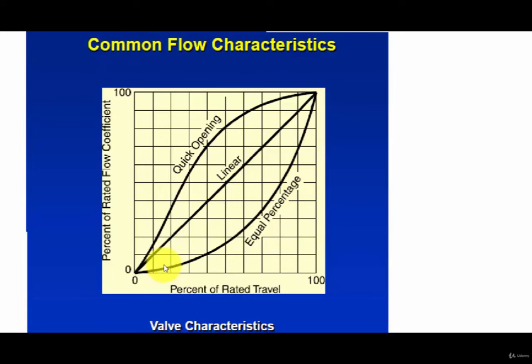Like this, the gain will be changing as the valve travels from 0 to 100%. As it travels, the gain also increases. So this is called equal percentage. It is suitable for most applications of throttling type control valves. So while selecting the control valve, after sizing, you have to select the characteristics also. Only then can you find a suitable control valve for your application.